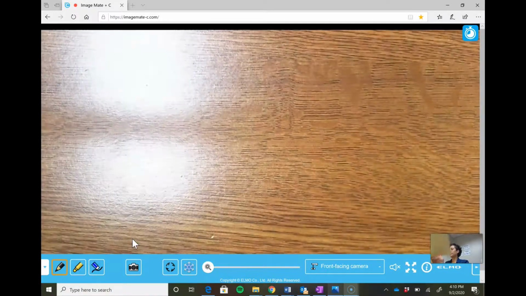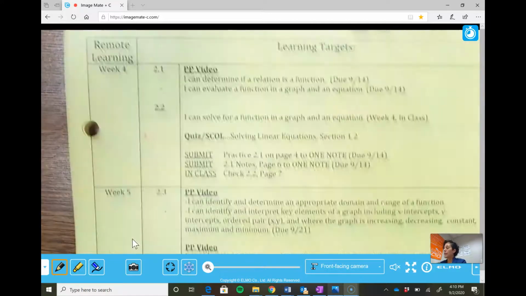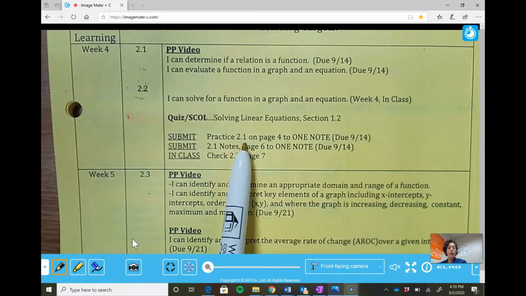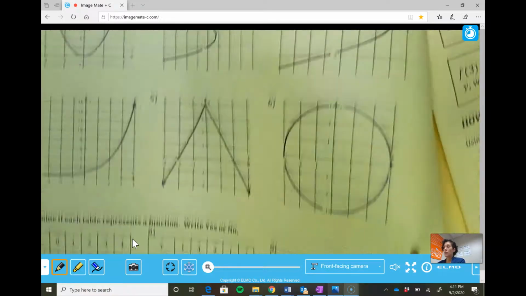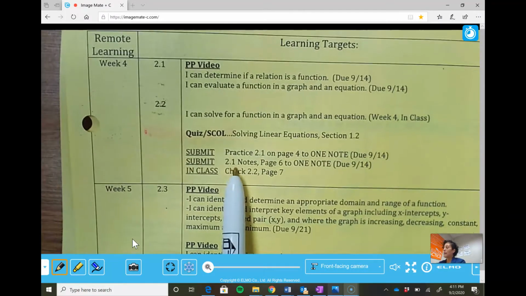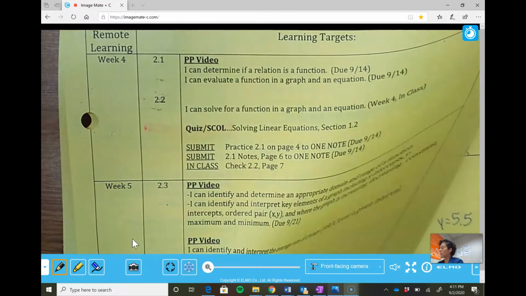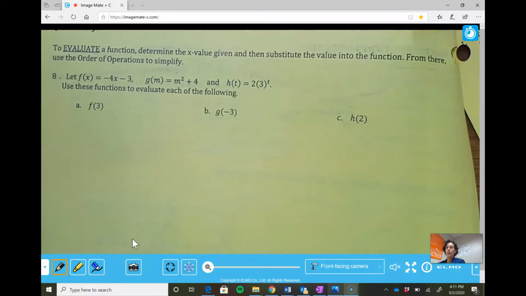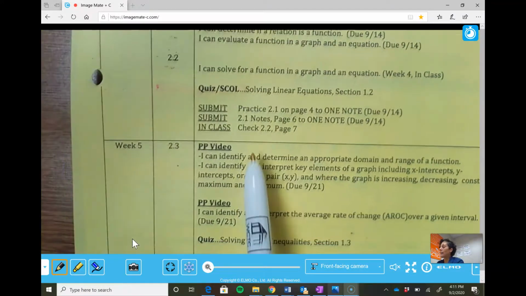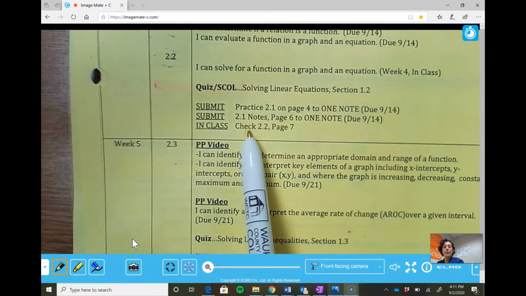All right? So again, just a reminder, when you are done, you need to take 2.1 on page 4 and submit it to OneNote. That's this page. Make sure you read the directions. The other thing you're going to be submitting is page 6 of your notes. So when we're done doing this, you're going to take a picture of it, and you'll be able to do that in class. And then finally, the other thing that's going to be done is page 7.